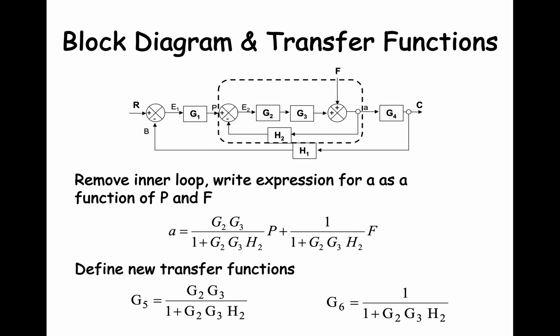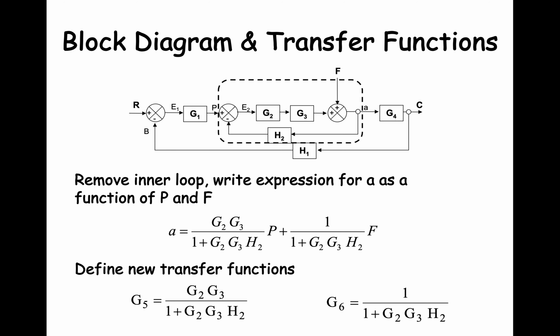For the input P, the transfer function is G3 times G2 over 1 plus G2 times G3 times H2. For the input F, the transfer function is 1 over 1 plus G2 times G3 times H2. Combining the two produces the expression shown here. To simplify things even more, we define two transfer functions, G5 and G6.